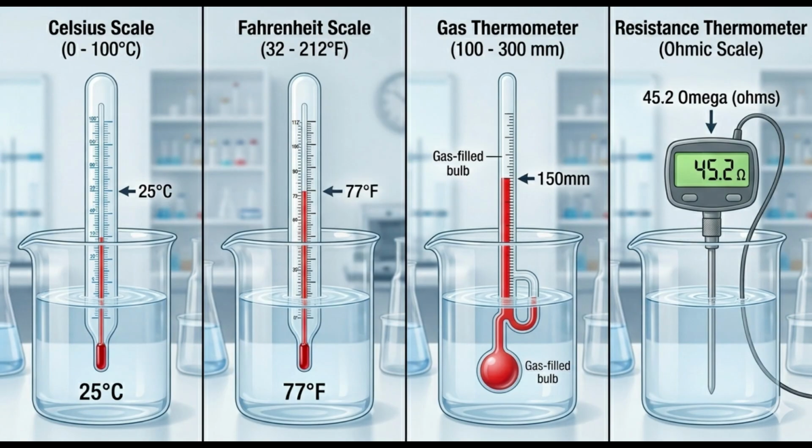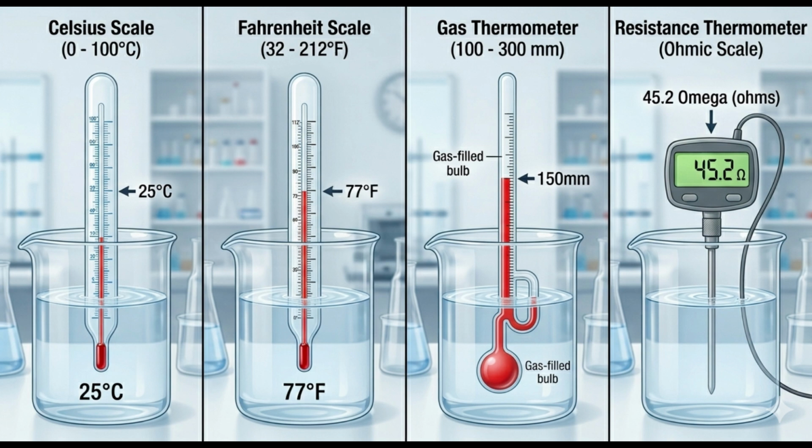Look closely at the instruments running across the screen. On the far left, our standard Celsius scale measures the thermal expansion of liquid mercury inside a glass stem, anchored between 0 and 100 degrees. Next to it, the Fahrenheit scale tracks the exact same volume of expanding fluid, but maps it across a completely different grid, anchored between 32 and 212.